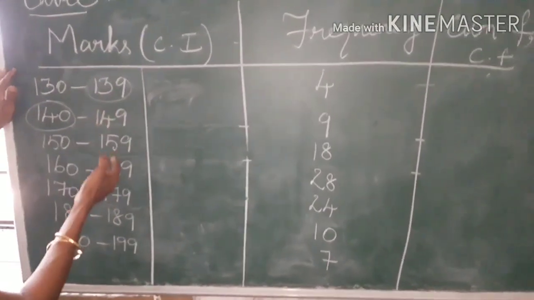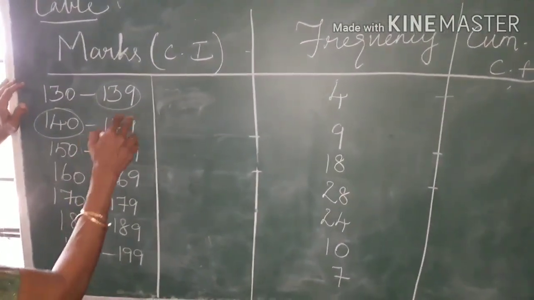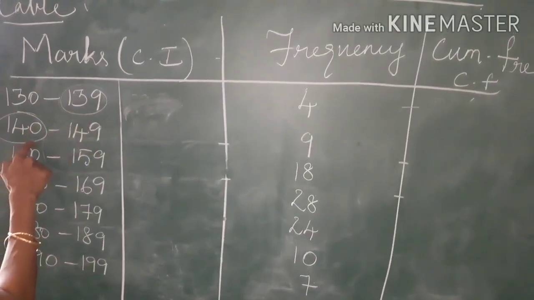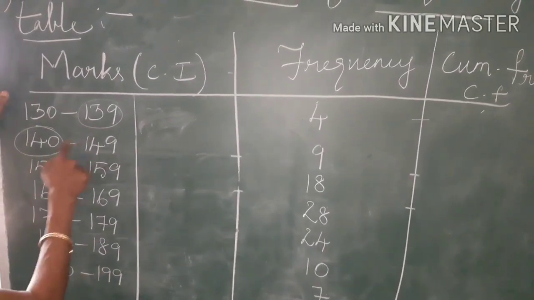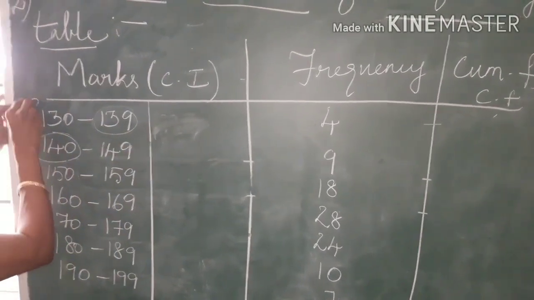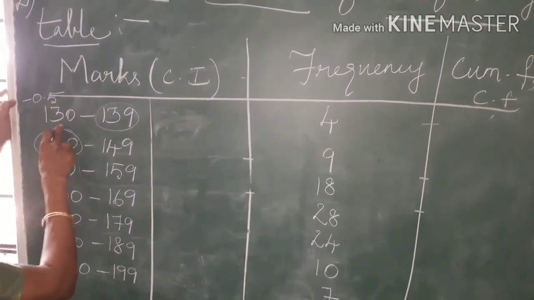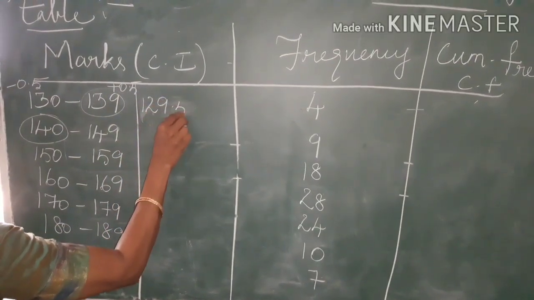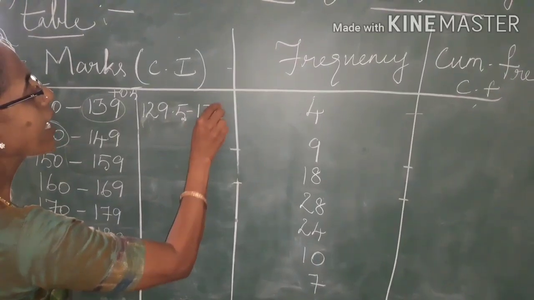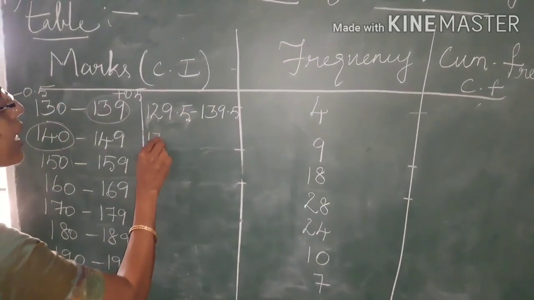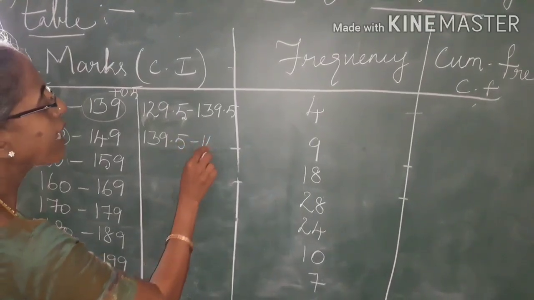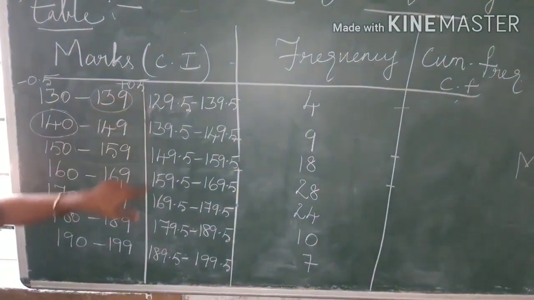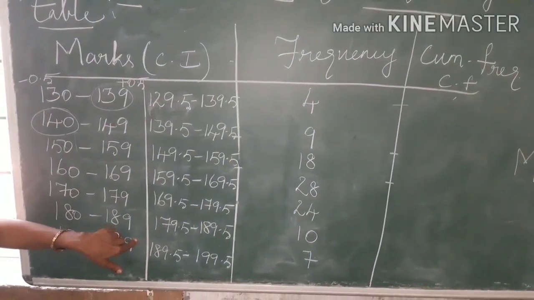I want you to recap what you did in your 9th standard to arrive at the frequency polygon. Same way you have to make it continuous. The difference is 1. The difference 1 divided by 2 is 0.5. That 0.5 should be subtracted from the lower limit and added to the upper limit. So the class interval becomes 129.5 to 139.5. Next, 139.5 to 149.5. Like this it goes. So here I have completed how to make the class interval continuous.